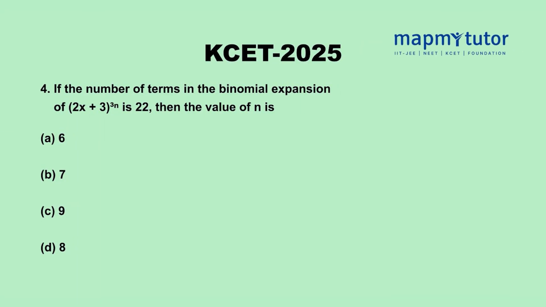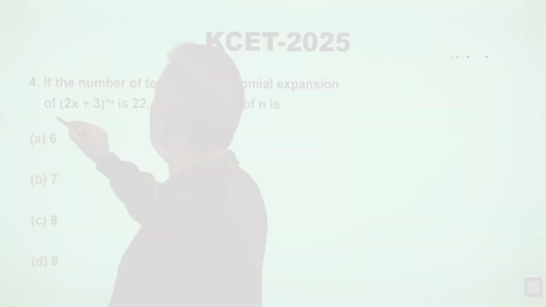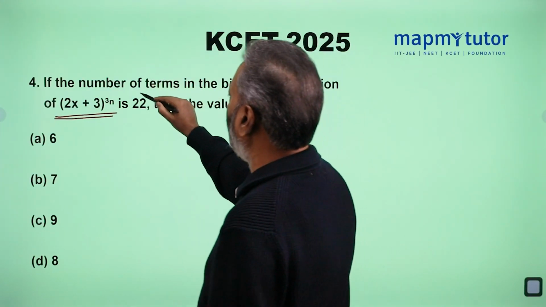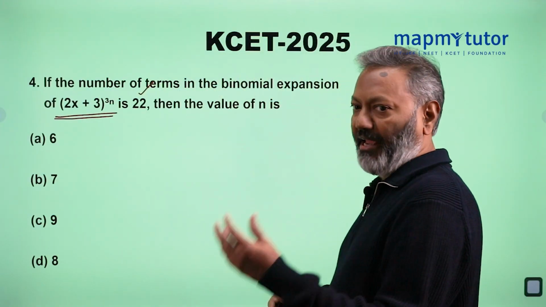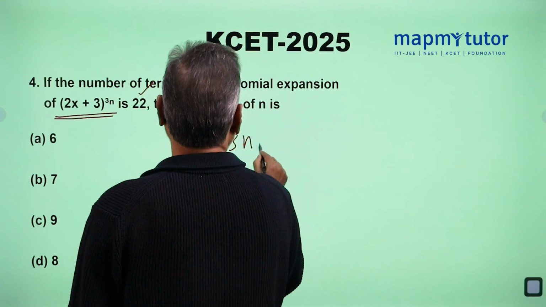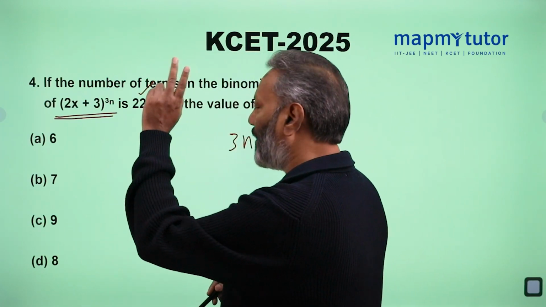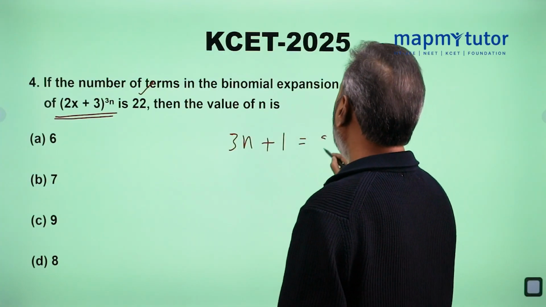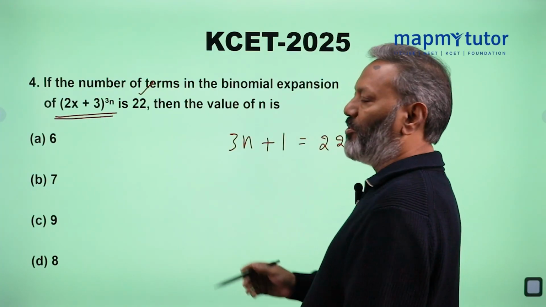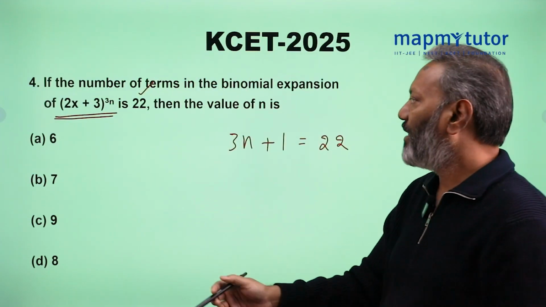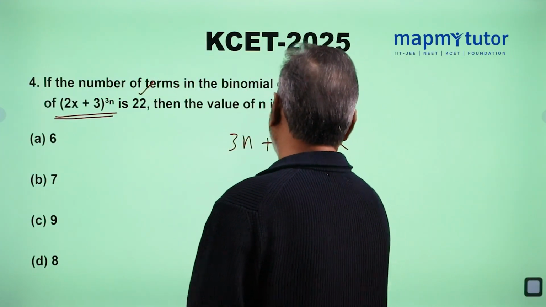The number of terms in the binomial expansion. Look at this binomial expansion, 2x plus 3 to the power 3n is 22. This is the number of terms. Again a direct question. If the power is 3n, the number of terms is always equal to that power plus 1. 3n plus 1 is how much? 22. That's it. Suppose if it is a plus b power n, the number of terms would be what? n plus 1.